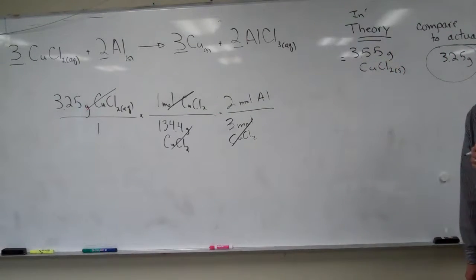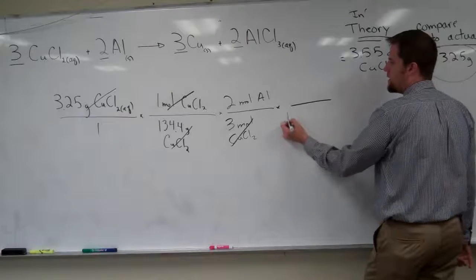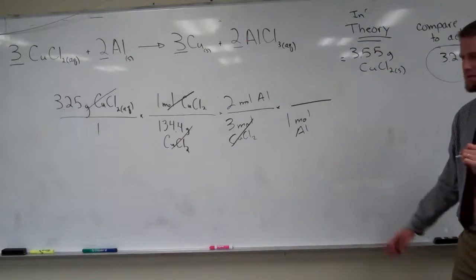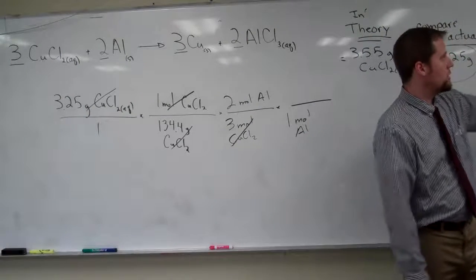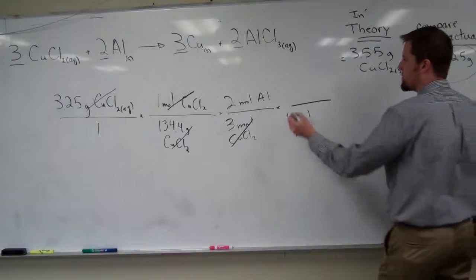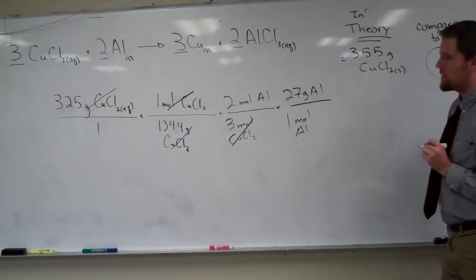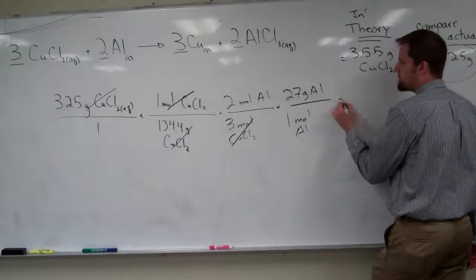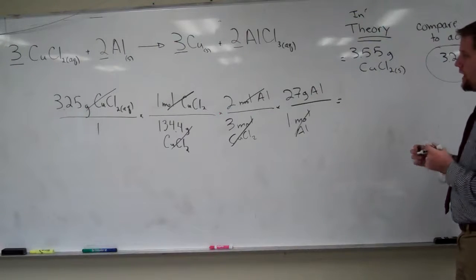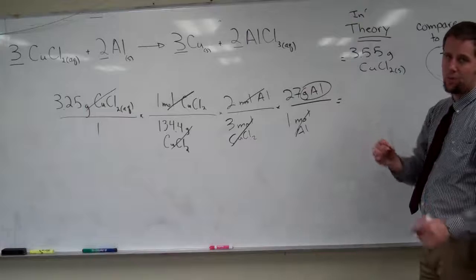I'm almost there, because I want to turn this into grams. And so I'm going to multiply this by, for every mole of aluminum, how do you find out the molar mass? You look to any substance, you look on the periodic table, in this case aluminum. It's off the screen there, but it's 27 grams per mole. 27 grams of aluminum and 1 mole of aluminum. And so these cancel, and when you do all the math, you're left with how many grams of aluminum should have reacted with my copper chloride.